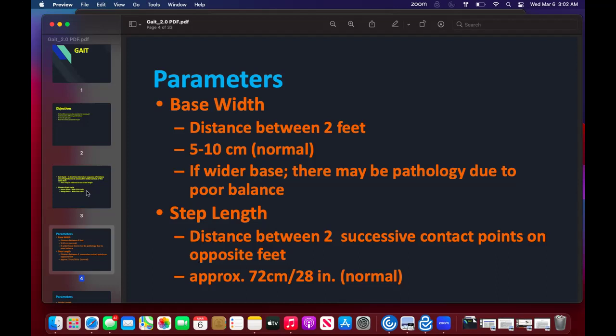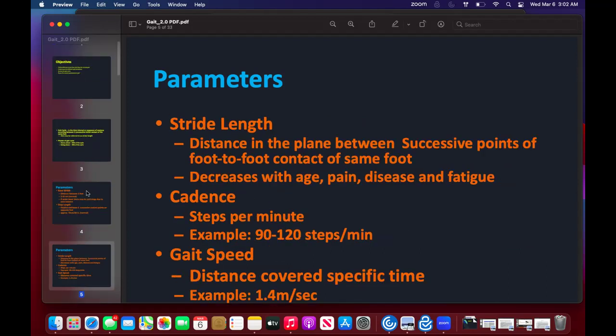I do want to talk about step length. So step length is the distance between two consecutive points on the opposite feet. So step length is going to be measured from left to right foot, right? So keep that in mind because questions will ask you step length versus stride length. So step length is right versus left, right?